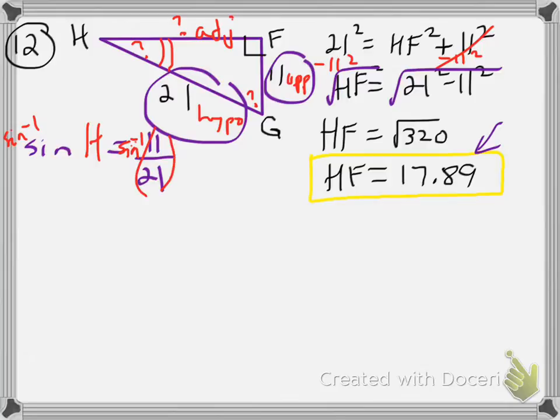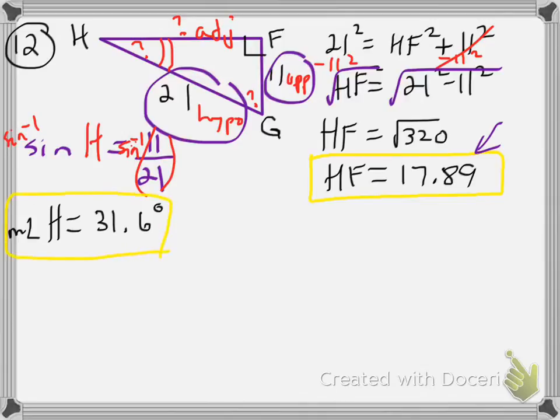Okay, so when I do that, I get the measurement of angle H equals, and I'll type that in the calculator, second sine, divided by 21, and I'll get the angle is 31.6 degrees. Oh, that's nice.